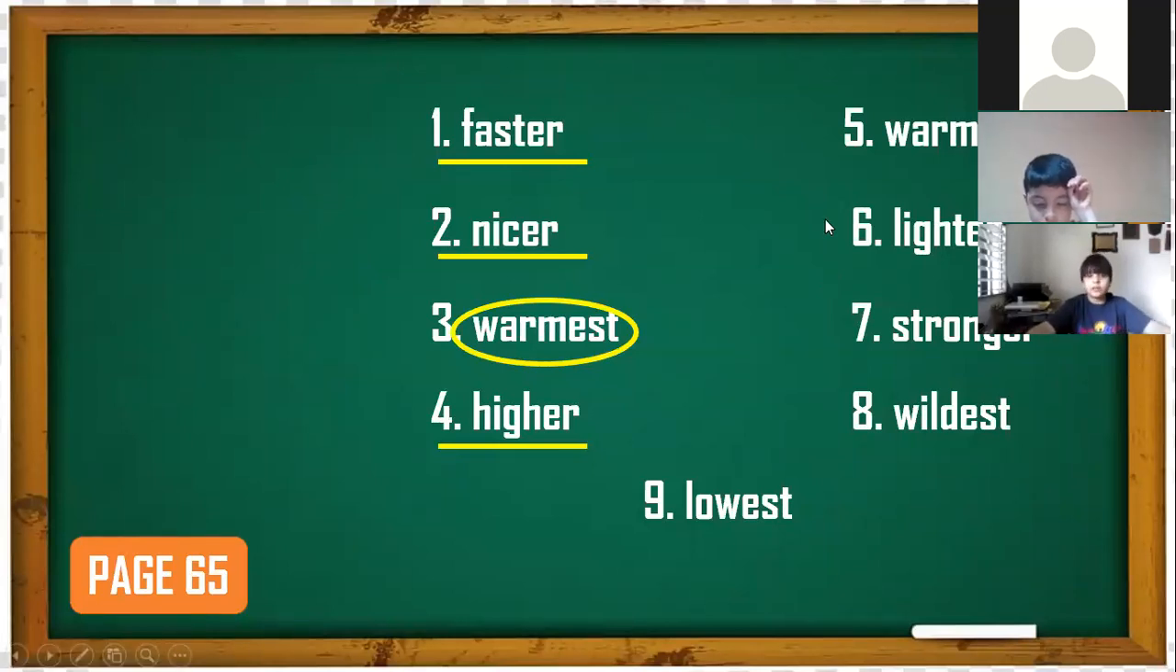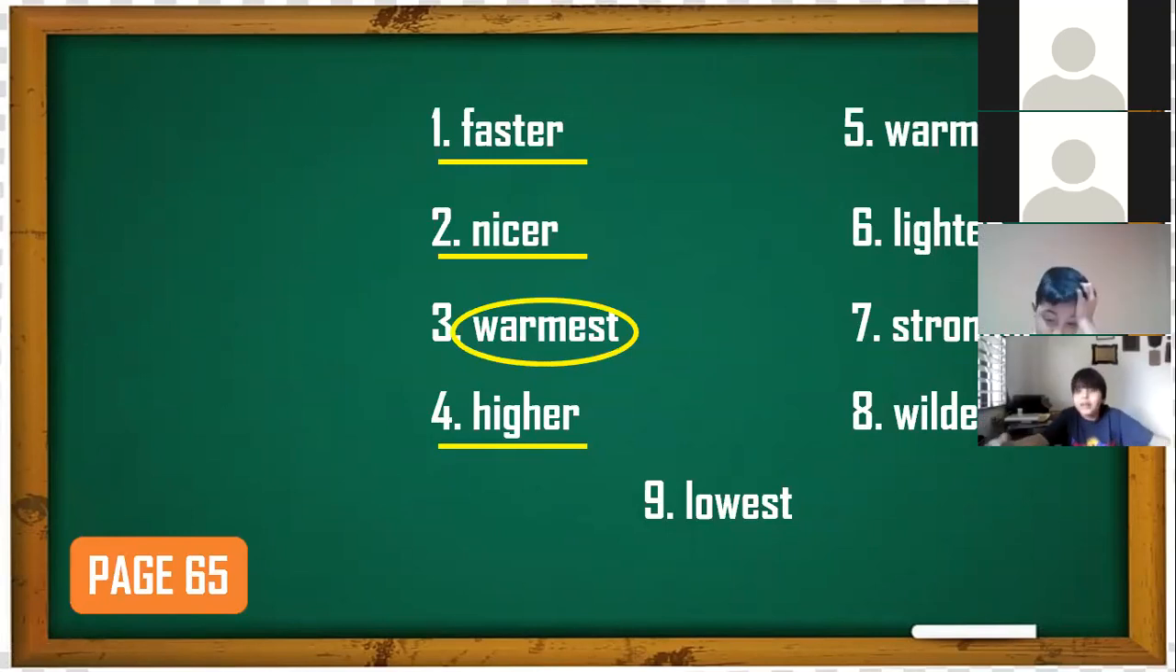Now, Astrid, read the sentence number 5. Some days were warmer than others. Okay, circle or underline. Astrid? Warmer. Underline. Underline, very good, because we are only comparing two things, okay?